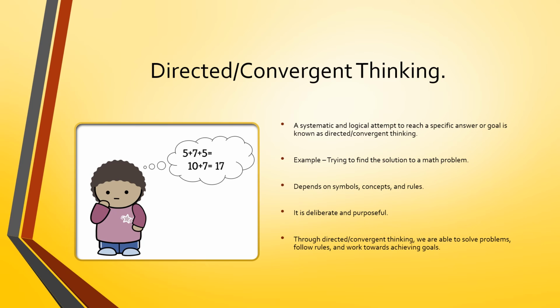They typically depend upon symbols, concepts, and rules, and they are deliberate and purposeful. So through directed and convergent thinking, we're able to solve problems, follow rules, such as the speed limit, and work towards achieving a certain goal.